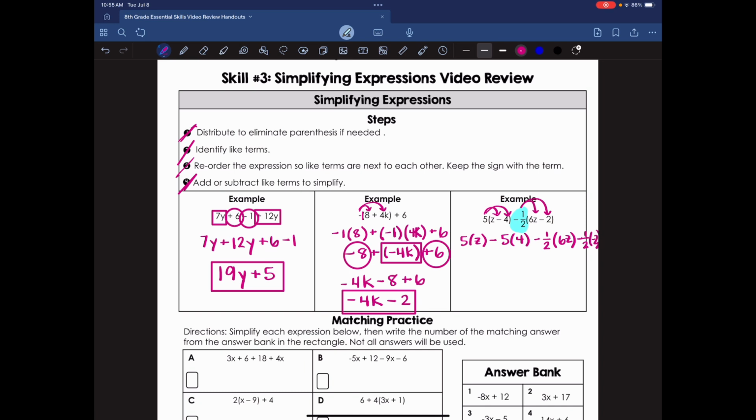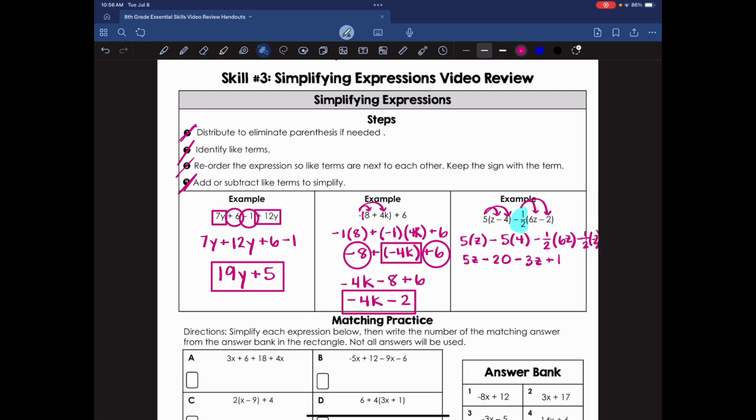We've got 5 times z, which is 5z. A negative 5 times 4 is negative 20. A negative 1/2 times 6z, well, half of 6 is 3, so negative half of 6 is negative 3z. And a negative 1/2 times negative 2, half of 2 is 1, so this becomes a positive 1. All right, so really all we've done is distribute and simplify. Now we're ready to move on to identifying those like terms.